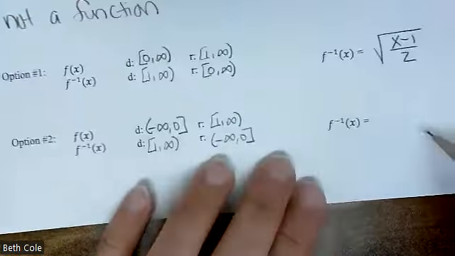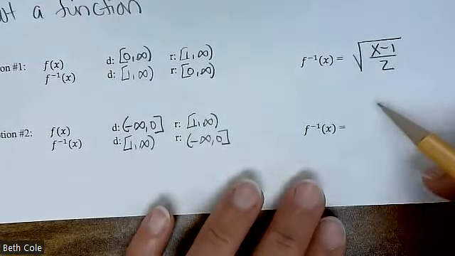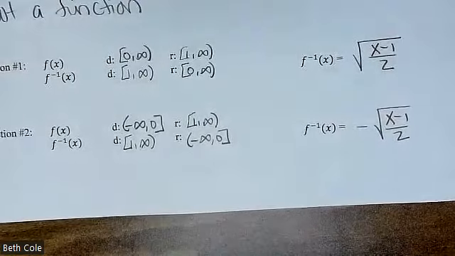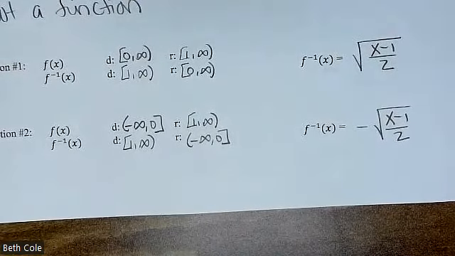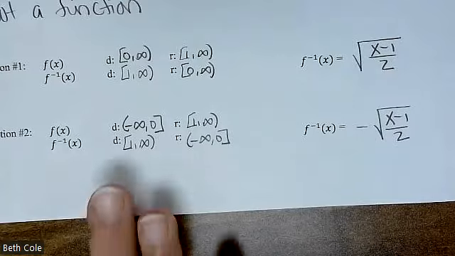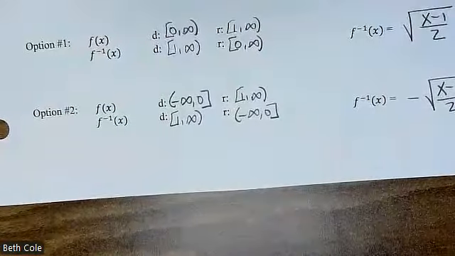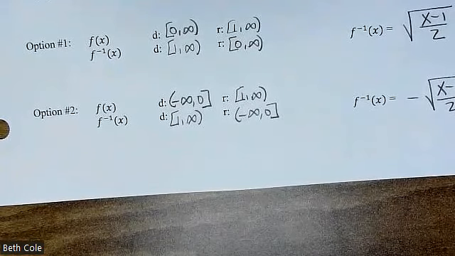And then what do you think we're going to put over here? Yeah, just the negative version of it. So you can't put a plus and a minus. It won't be a function. You have to make a decision. Am I going to do the positive half or am I going to do the negative half? So you have to make a decision. Okay. No, you're going to pick one or the other.